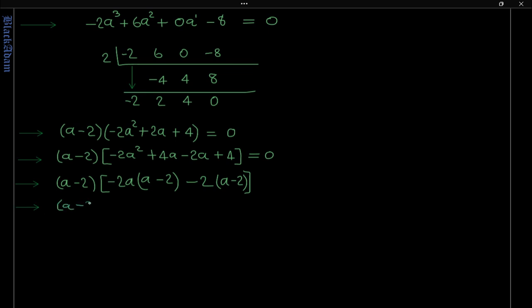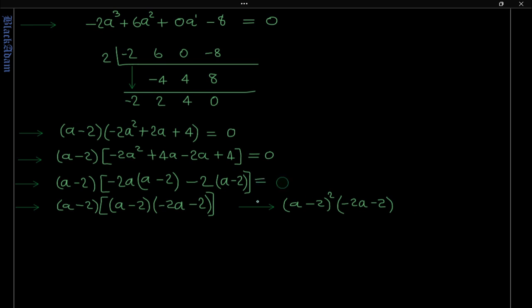And then a minus 2 open bracket, so that is common, so we take a minus 2 out. So when you remove it out, we have negative 2a, and then when you cancel that, we have negative 2 as well, so that's going to be negative 2, and all of that equals 0.